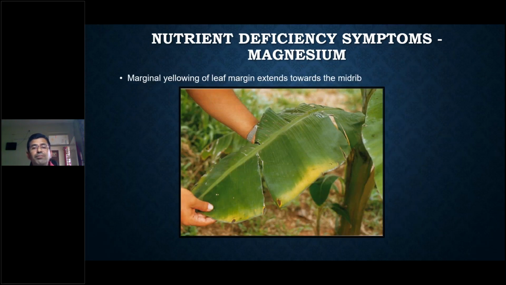And this is magnesium. After NPK, the major element the plant needs is magnesium. Magnesium is the major element for the chlorophyll content, the greenness of the plant. So marginal chlorosis will be there; yellowing starts from the margin and extends towards the midrib. This is the typical symptom.